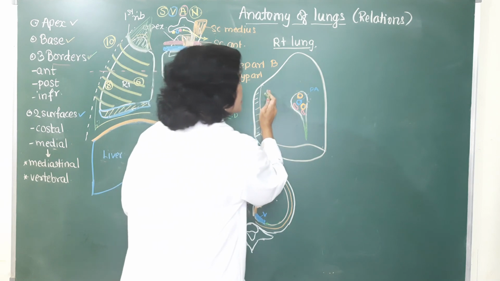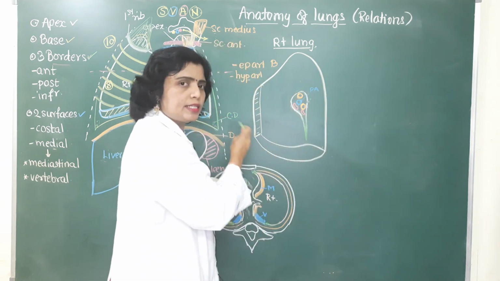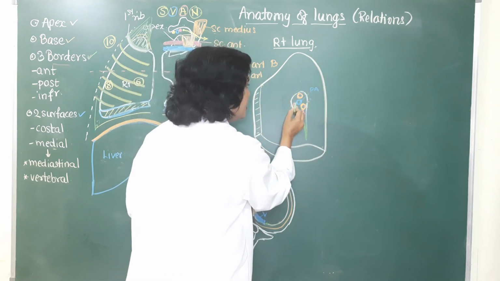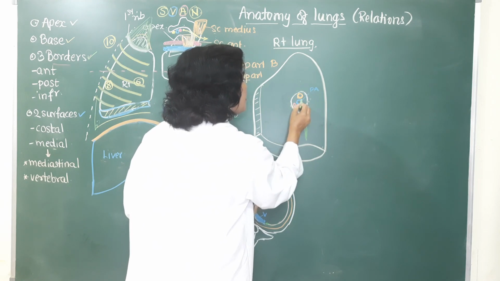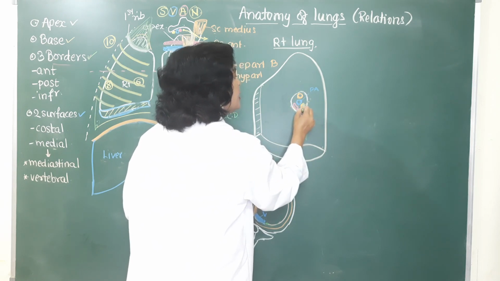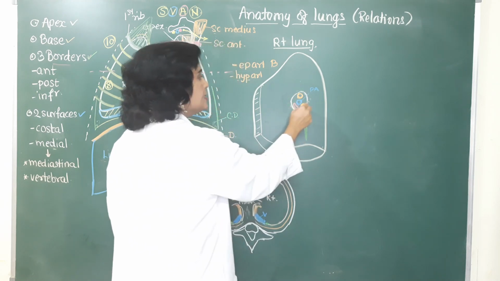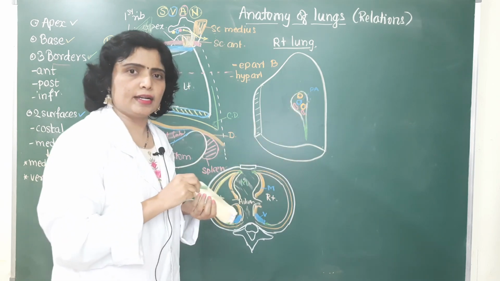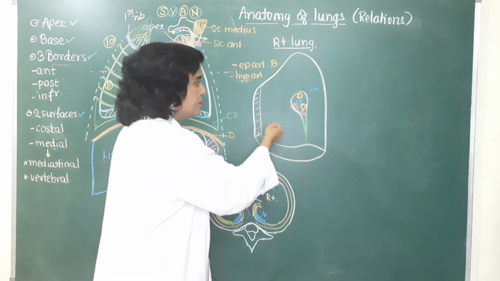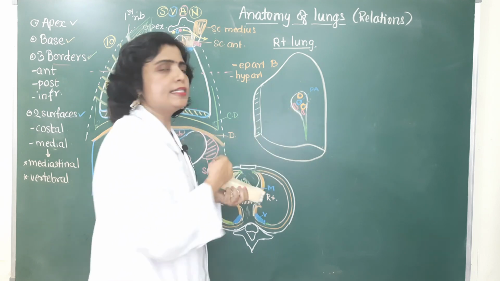If you see the structures from before backward, you get superior pulmonary vein, pulmonary artery, and bronchus. So these are the structures at the hilum of the right lung. Now we will see what are the other features on the mediastinal surface.